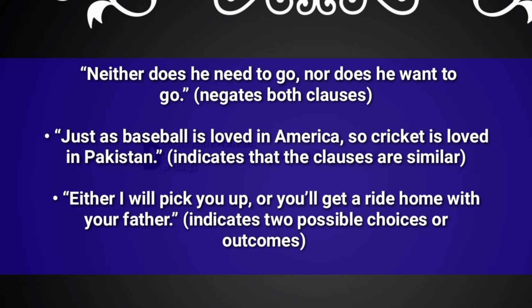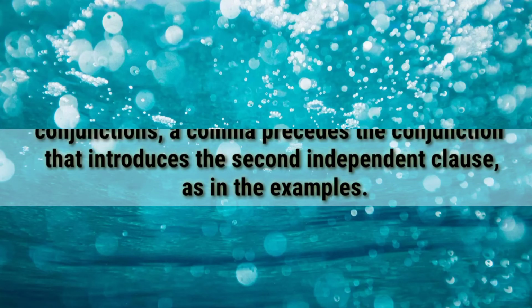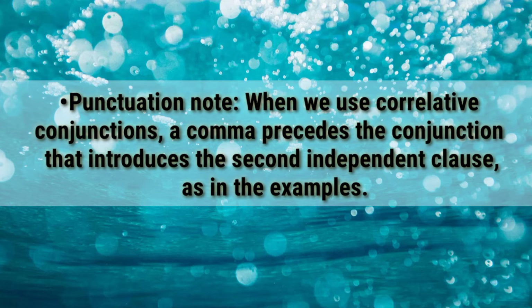The third example is, either I will pack you up or you will get a ride home with your father. The pair of either or indicates 2 possible choices or outcomes. Punctuation note: when we use correlative conjunctions, a comma precedes the conjunction that introduces the second independent clause, as in the previous examples.